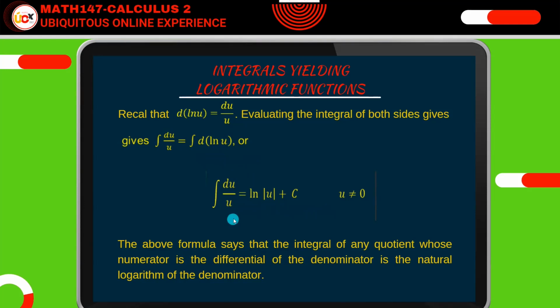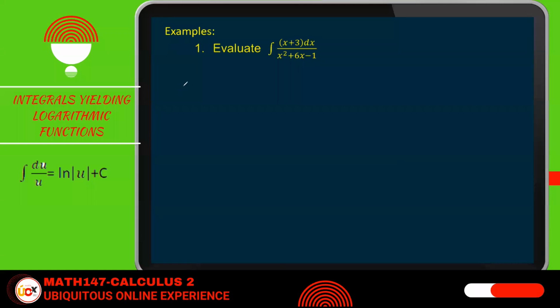So this formula says that the integral of any quotient whose numerator is the differential of the denominator is the natural logarithm of the denominator. Let us now apply the integrals yielding logarithmic functions, where the integral of du over u is the natural log of the absolute value of u plus the constant c.